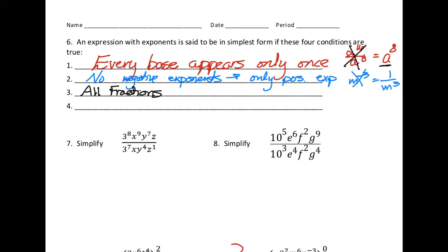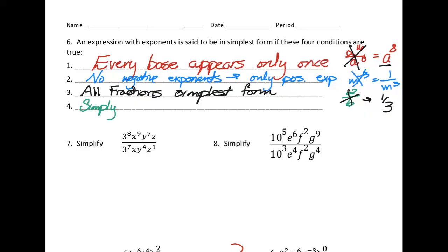Okay? So all fractions have to be in simplest form. Simplest form, meaning you cannot leave something like 2 over 6. You would have to switch that to 1/3.